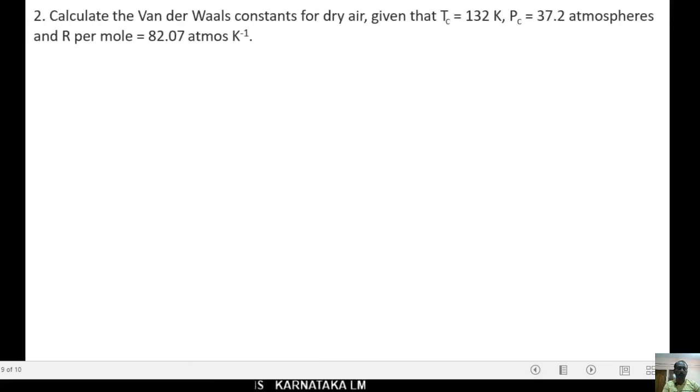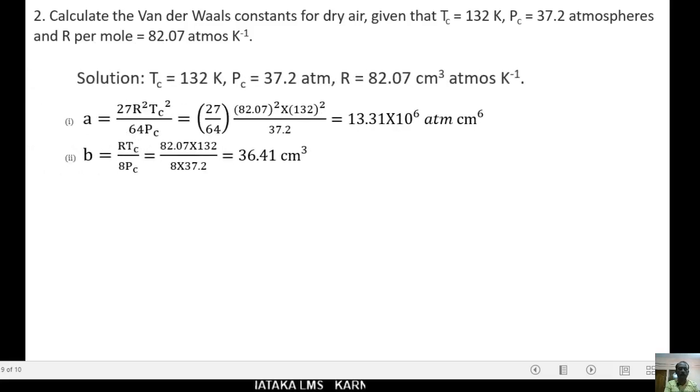Let us see the second one. Calculate the van der Waals constants for dry air given that critical temperature and critical pressure and R per mole is given 82.07 atmosphere per Kelvin. For this one you can use the formula for van der Waals constants a and b like this. Here Tc is given, Pc is given and R value is given. You just substitute these values in the van der Waals constant equations.